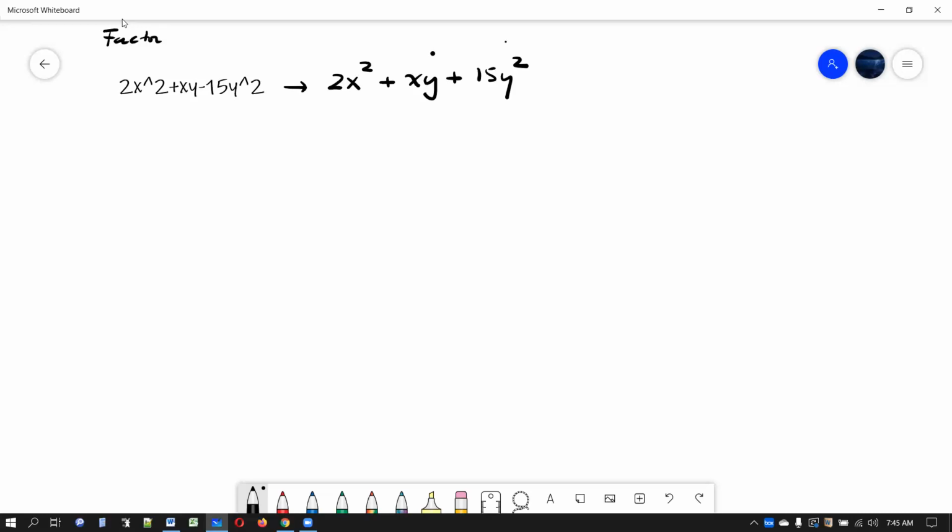So this is how you're going to do it in the event you have a trinomial that looks like this. You are just going to work with the first variable. Okay, this is what you're going to work with. So now this looks like a regular trinomial with the leading coefficient greater than 1. So this is the AC method again.